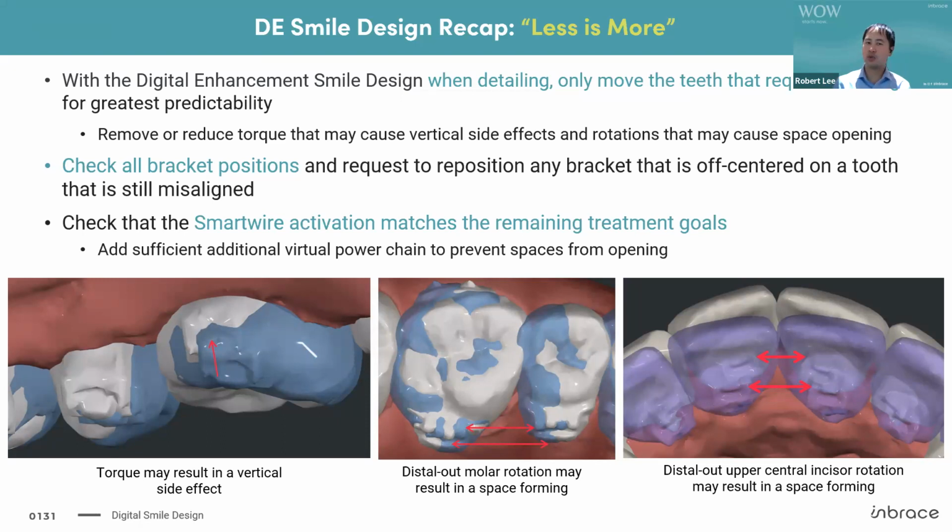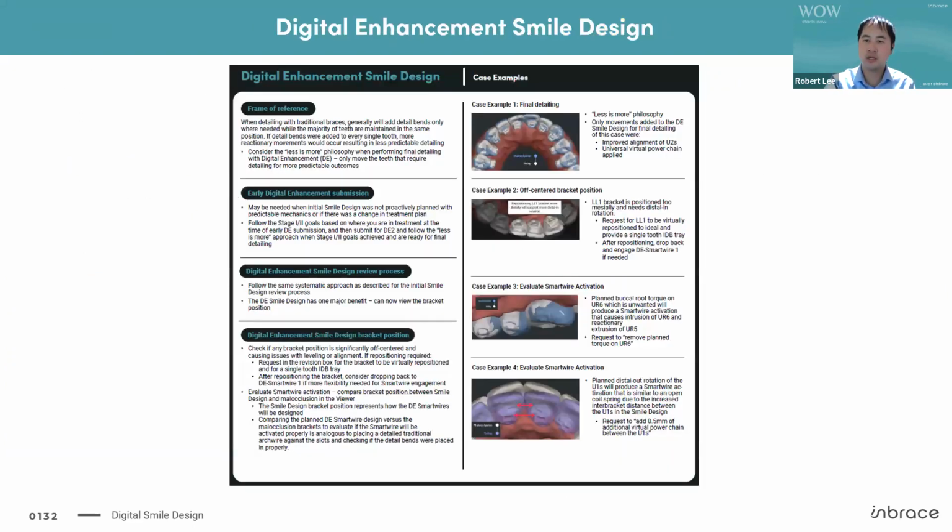Check all your bracket positions. Request for any bracket position that is off-centered and misaligned to be repositioned to the center of the tooth. We'll then provide you a single tooth IDV tray if there's space present for an IDV tray to seat. And then also just check to make sure that your SmartWire activation matches your remaining treatment goals, particularly with your additional virtual power chain, adding enough to sufficiently prevent any spaces from opening. All of this is detailed again in the reference guide.